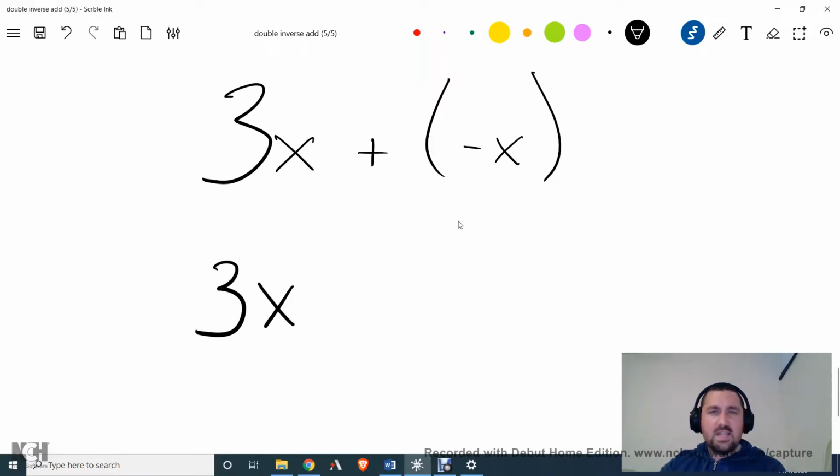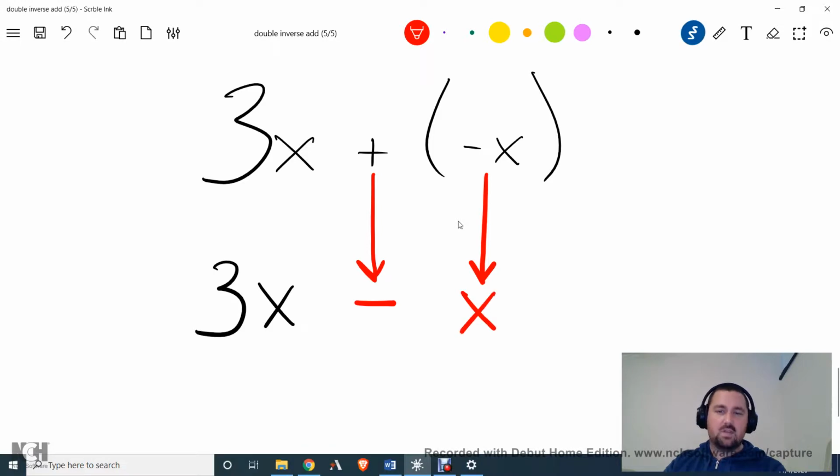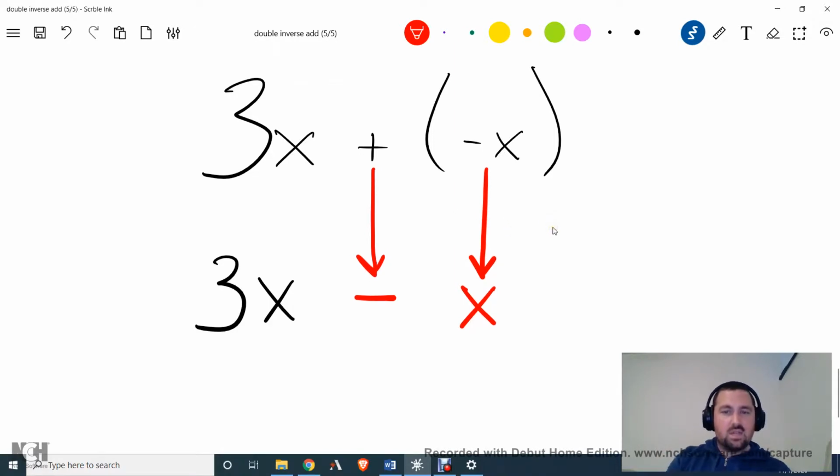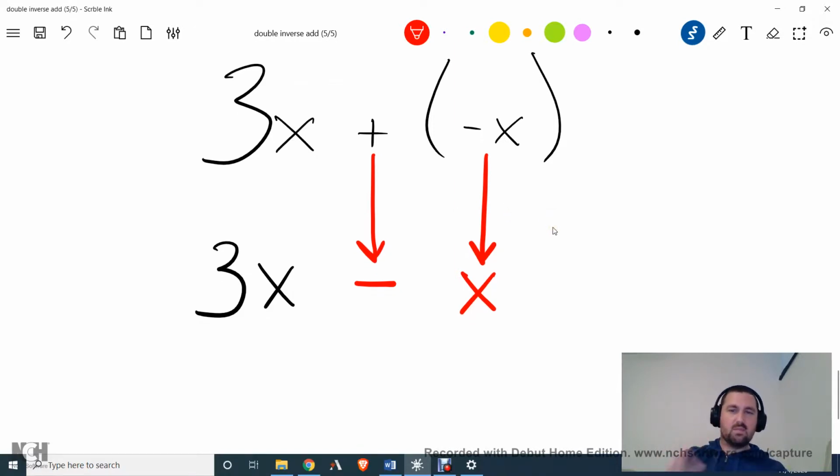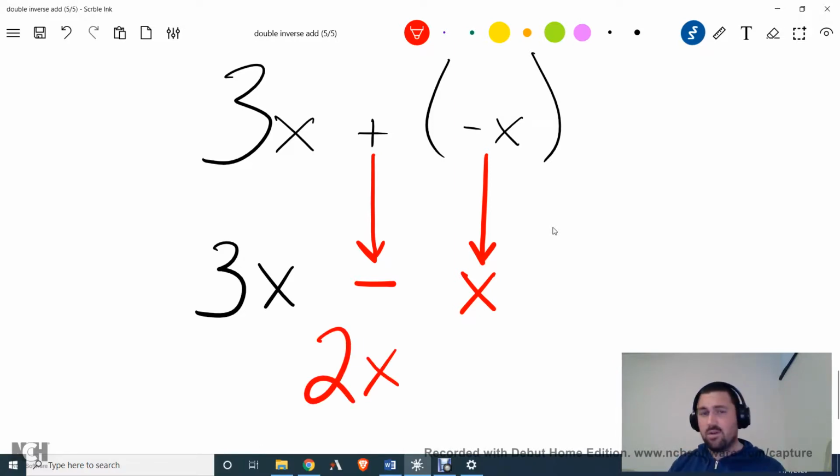And then I say, what is the inverse operation of addition? Well, the inverse operation of addition is subtraction. And what is the numerical inverse, the additive inverse, of negative x? Well, that's positive x. And so 3x plus negative x is the same thing as 3x minus x. Well, that's 3 of something minus 1 of something. That's just 2x. And it's that straightforward.